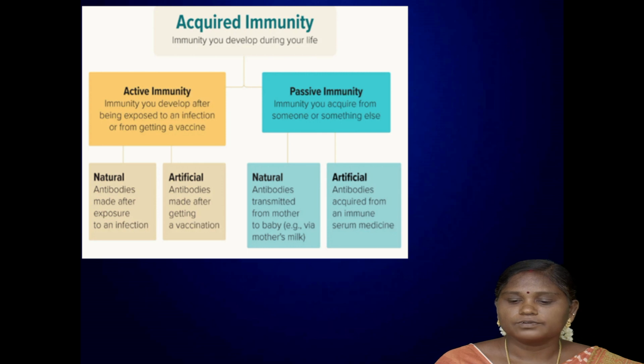The last one is artificial passive immunity, where the antibodies are acquired from immune serum medicines. Some will get the serum from one person to another, artificially transferring blood cells. That is artificial passive acquired immunity. These are the examples of acquired immunity. Okay, understand, girls?